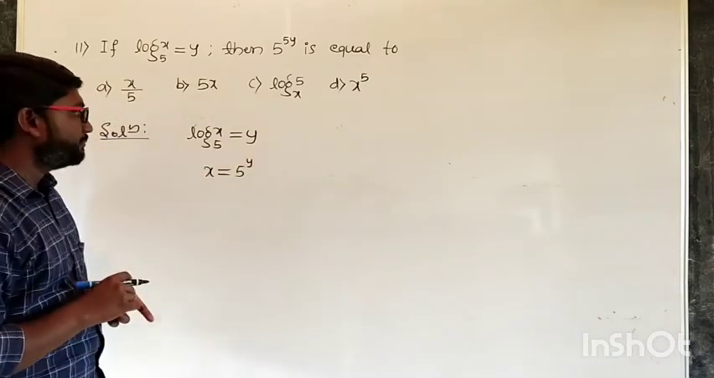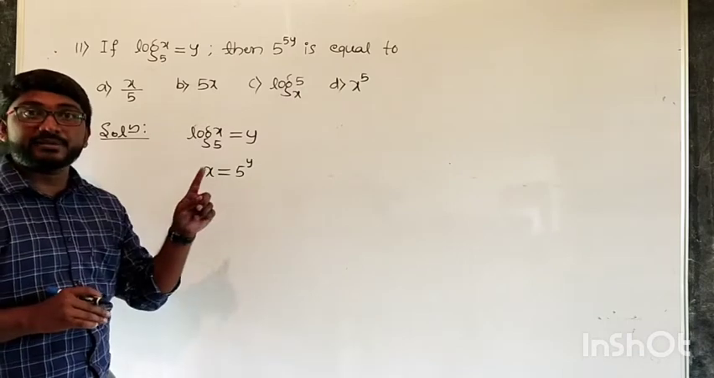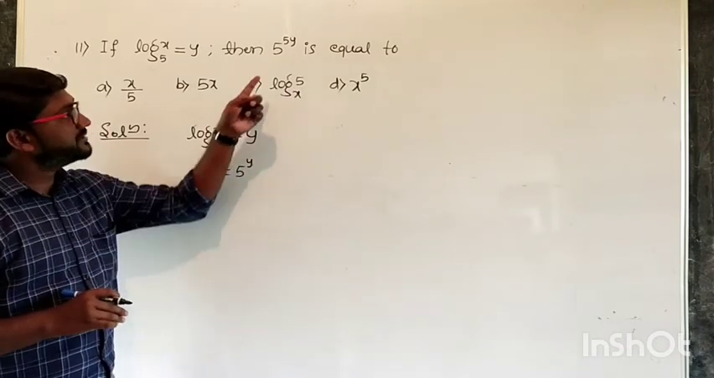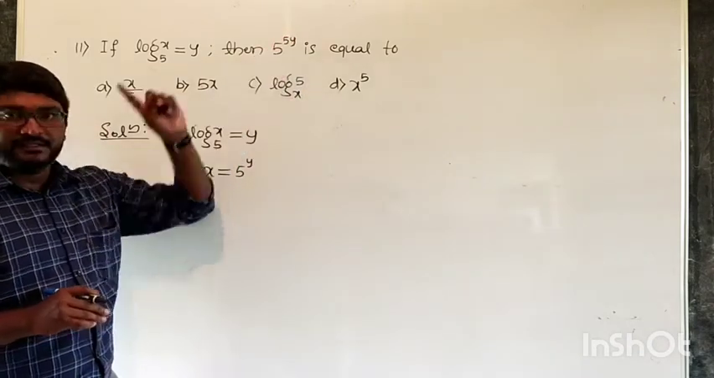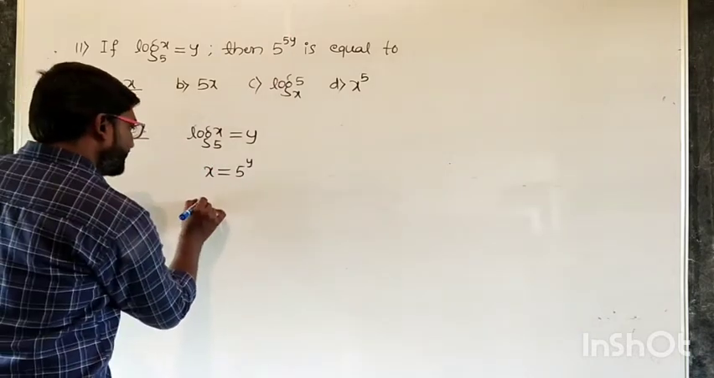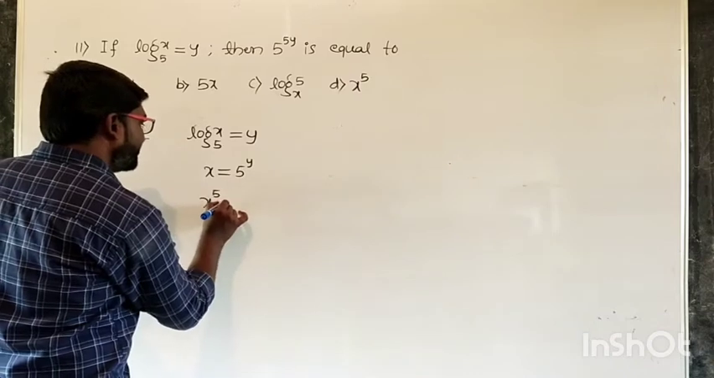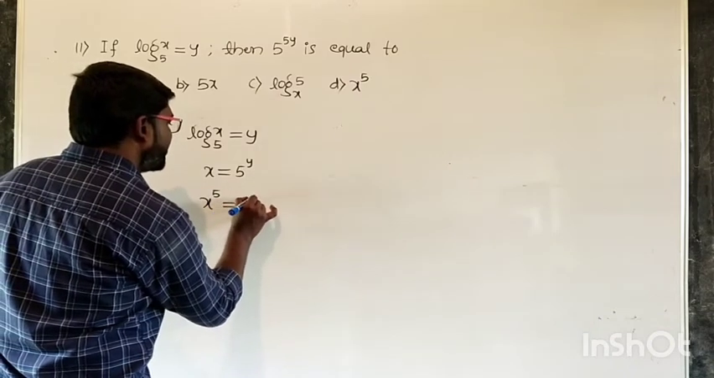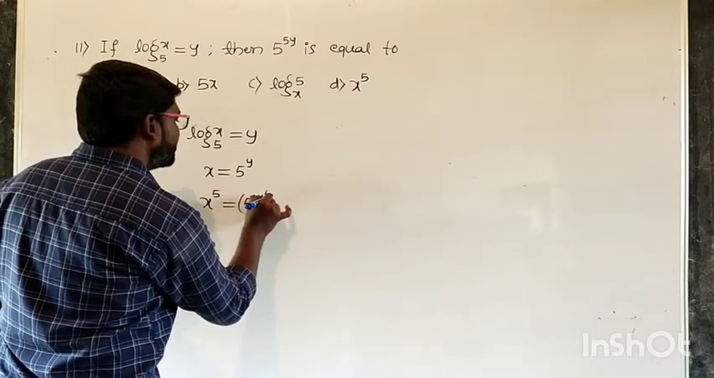So now both the sides I am going to raise the power 5 because we need 5 raised to 5y. That is, I am raising the power 5 both the sides. So we get x to the power 5 is equal to 5 to the power y, whole to the power 5.